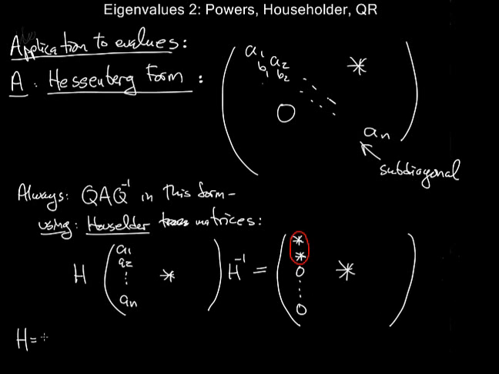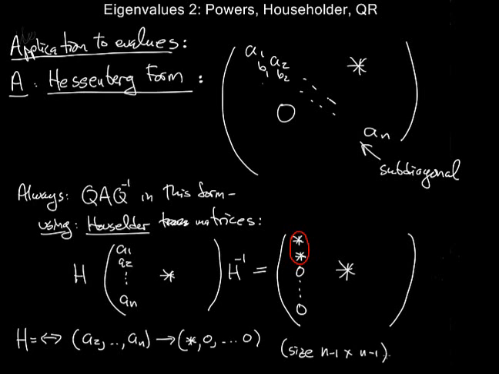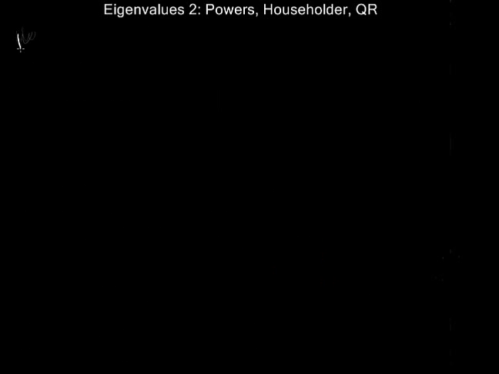And then you repeat this with the remaining columns. And the way I chose this first H at the first step was the one where I'm only looking at A2 through AN, which kills all of the rest of the terms in this. And so this is an n minus 1 by n minus 1 matrix.